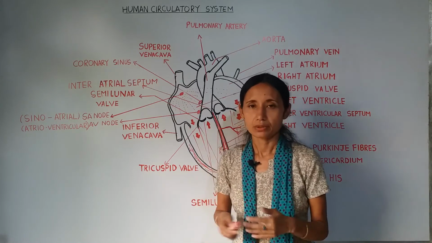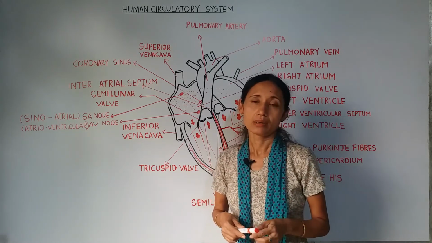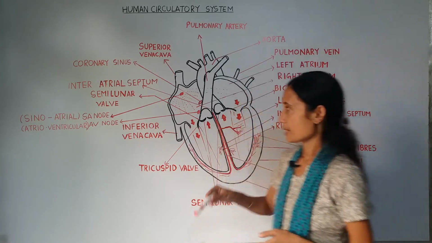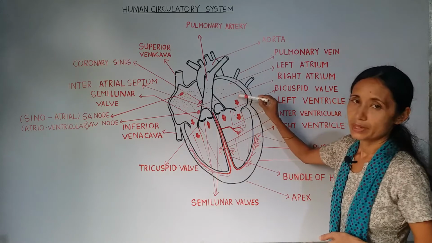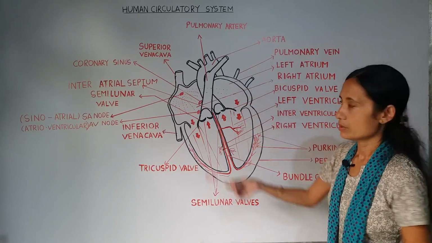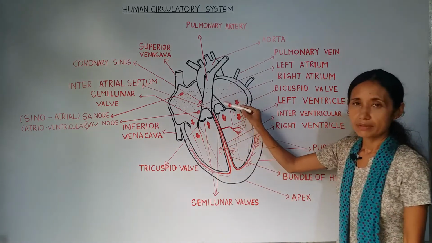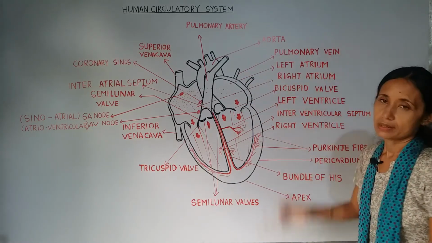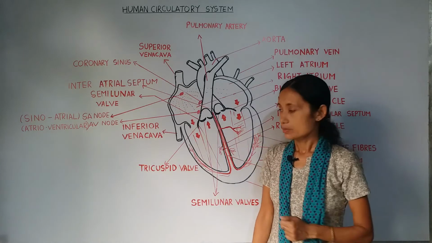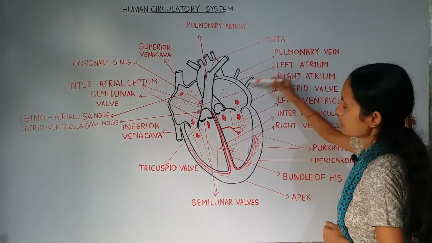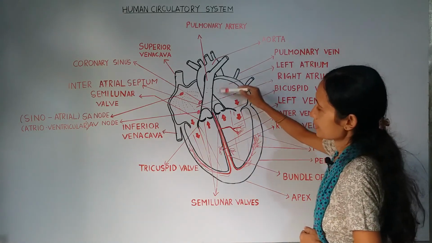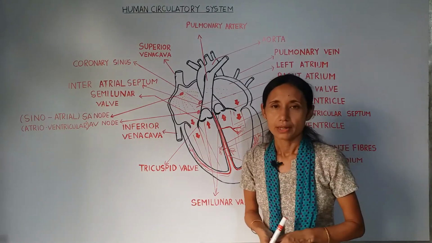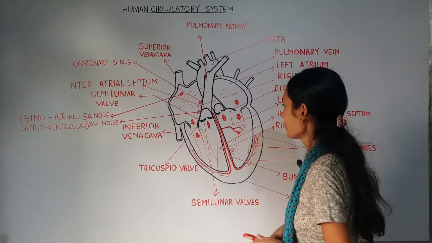There will be exchange of gases between the capillaries and the alveoli of the lungs, and the oxygenated blood will be brought back into the heart. Which part of the heart? On the left side, left atrium, with the help of what? Pulmonary veins. So pulmonary veins will bring the oxygenated blood into the left atrium of our heart.